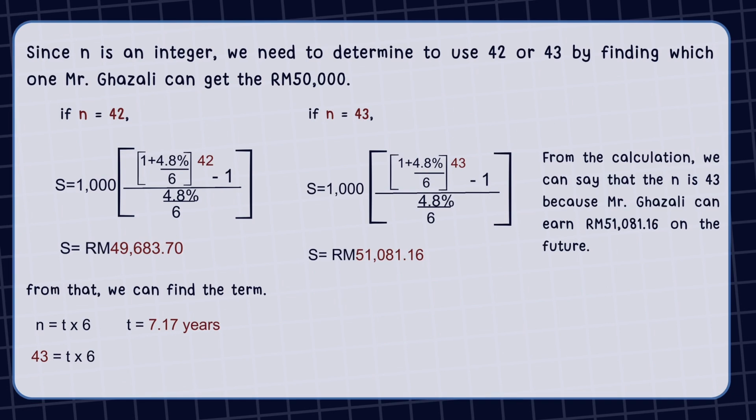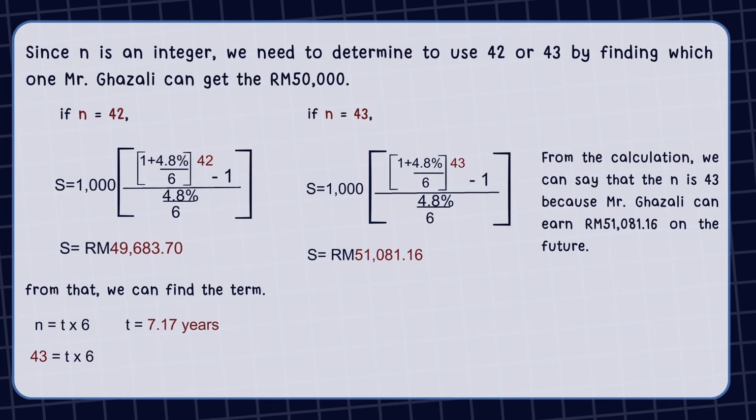From that, we can find the term since N is equal to term times 6. Using the amount of N that we get, which is 43, the term is 7.17 years.